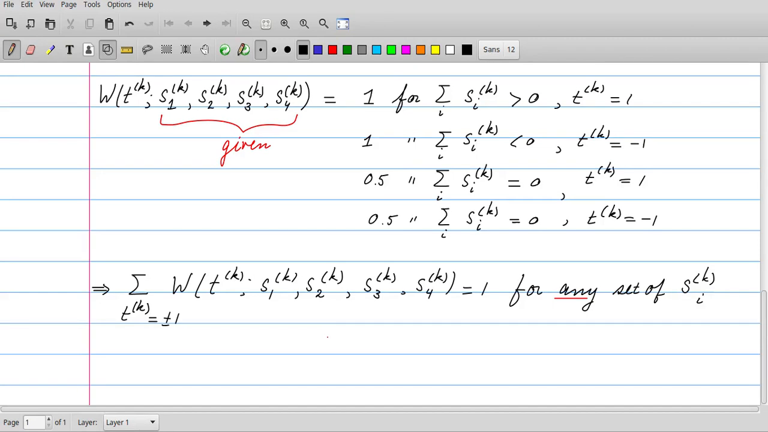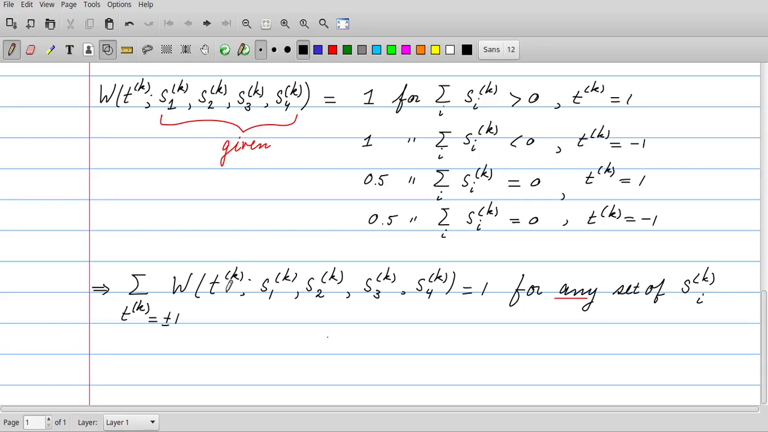And we see that for any given set of s's, if we sum over the two possibilities for T_k, then it always ends up to 1. So if the s's, for example, add up to a positive number, one of the values is 1 and the other one is 0. So the probability to have T_k minus 1 is 0 in that case, and so the sum of 1 and 0 is 1. The same here, and here we add up half and half, and that also adds up to 1. So for a fixed set of s spins, the sum of the probabilities to have T_k plus or minus is 1.